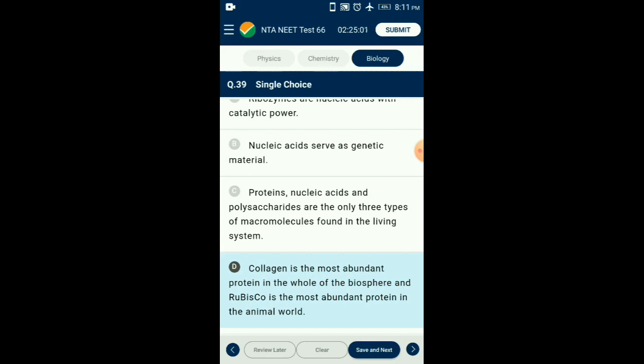Collagen is the most abundant protein in the whole of the biosphere, and Rubisco is the most abundant protein in the animal world. That is a wrong statement.